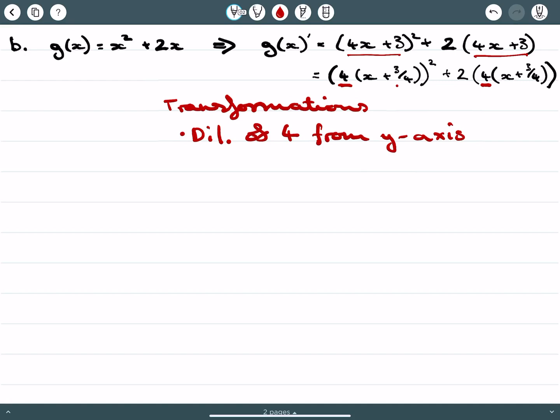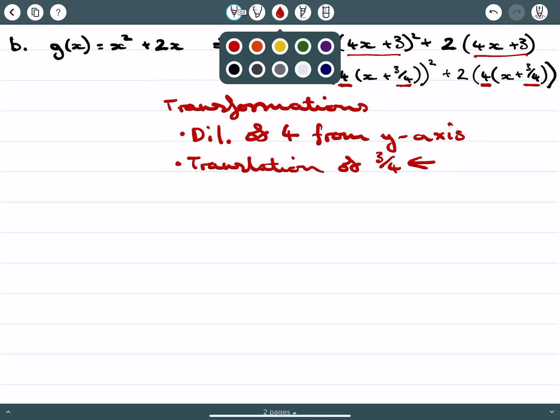And then this term here, the plus 3/4, means that we have a translation of 3/4 to the left. Okay, and they're our transformations for B.